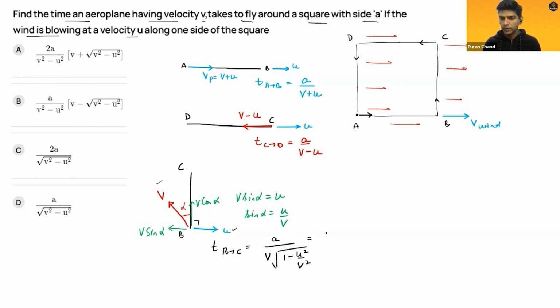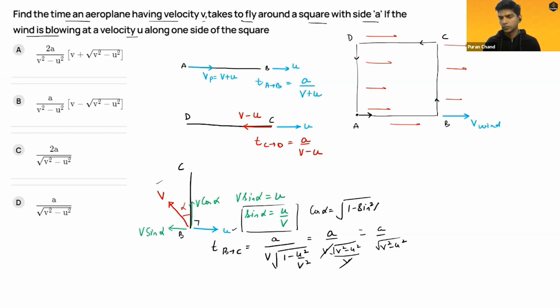So when we solve this, it comes out to be a, and this will be square root of v square minus u square upon v, so this will cancel out. So a upon square root of v square minus u square, since cos alpha is square root of 1 minus sin square alpha, which is square root of 1 minus u square by v square.